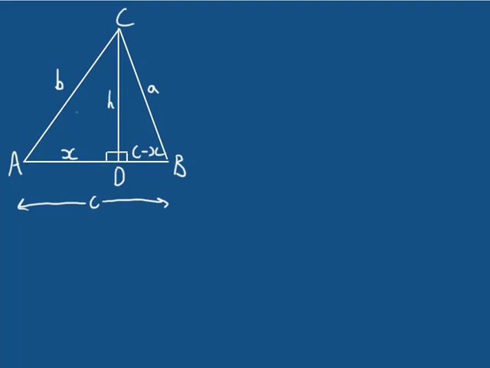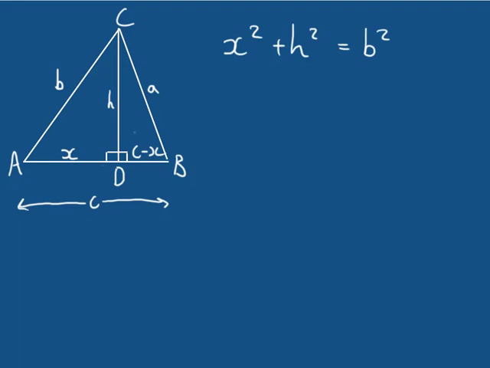So if we apply Pythagoras' theorem to ACD, we're going to see that x squared plus h squared is equal to the hypotenuse, which is b squared. So x squared plus h squared is equal to b squared. Nothing complicated there. We've simply used Pythagoras' theorem that we covered in great detail back in volume 1.